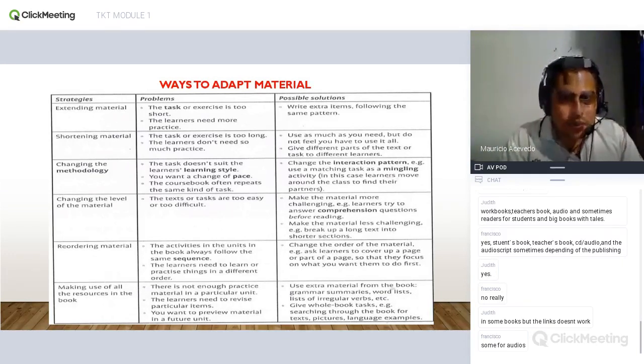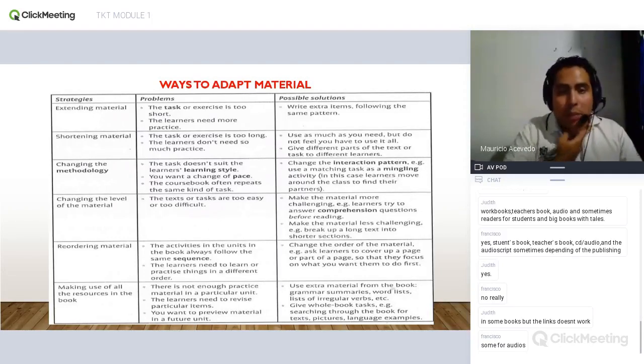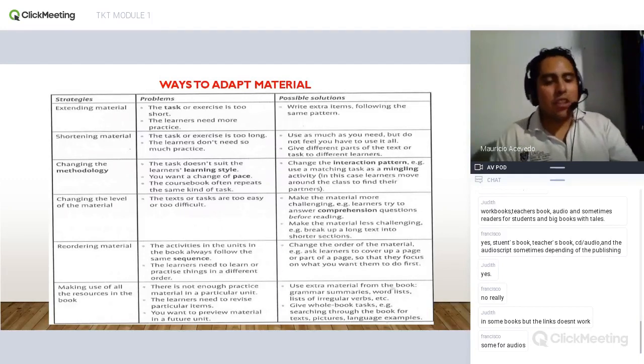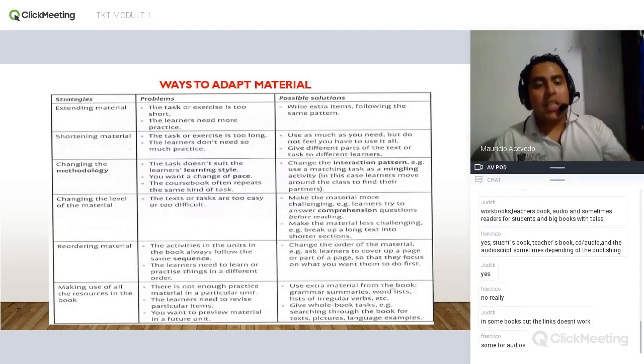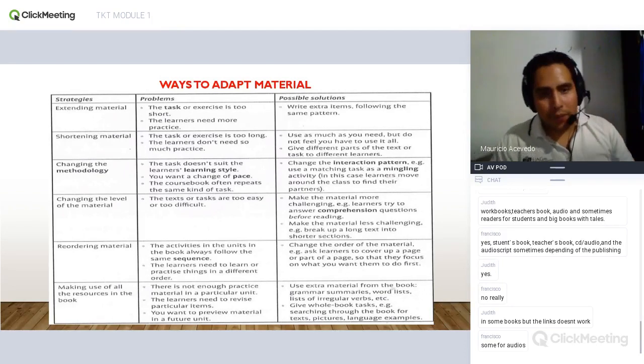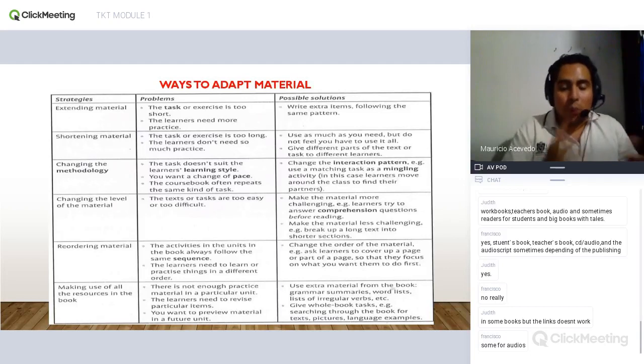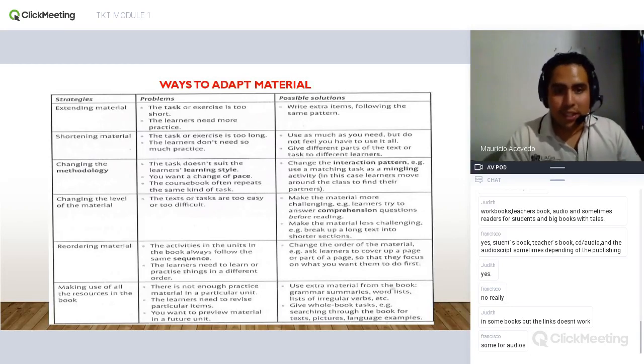The learners need to revise particular items. Okay, a problem is that maybe some of them have specific problems with a topic. So you can ask them, please go to page 20, and on that page, you can look at the irregular verbs, for example. But sometimes books don't have this kind of list, right?